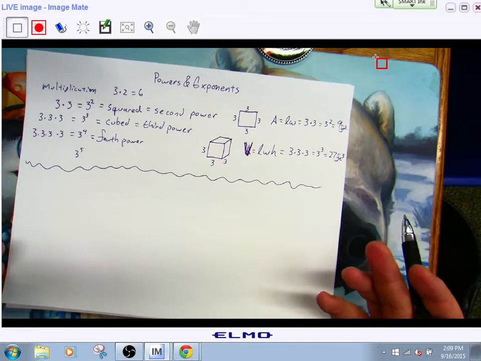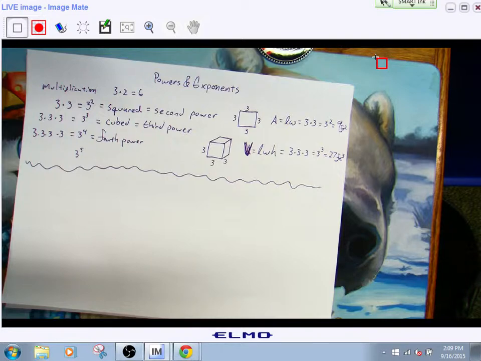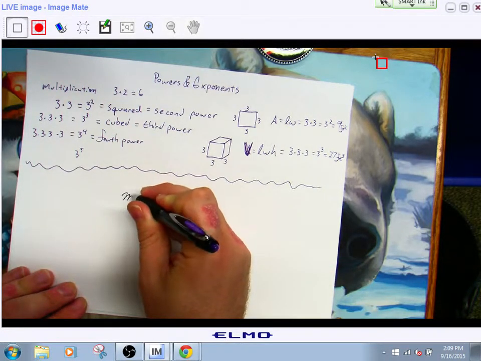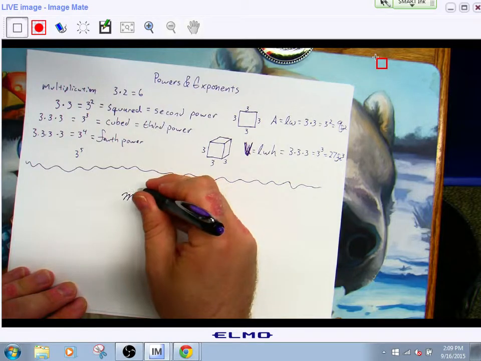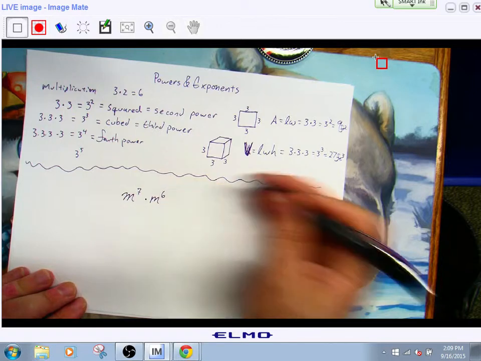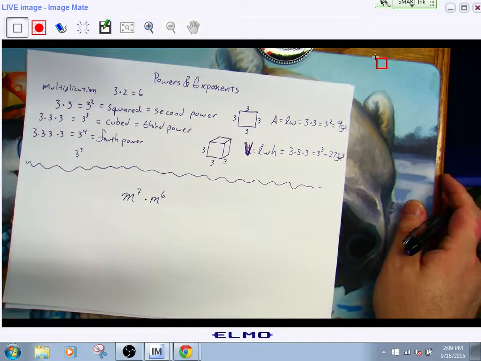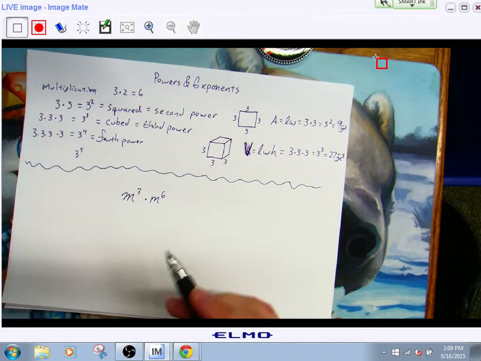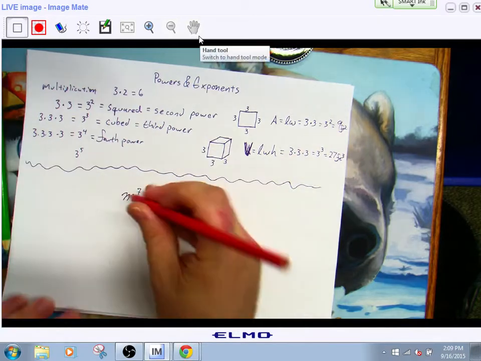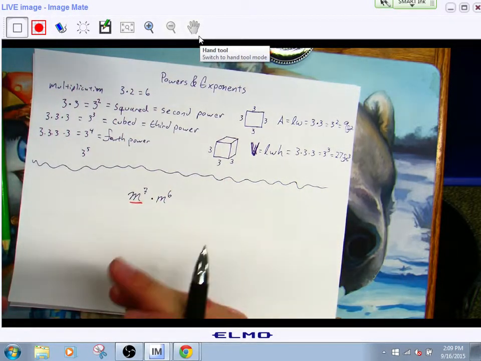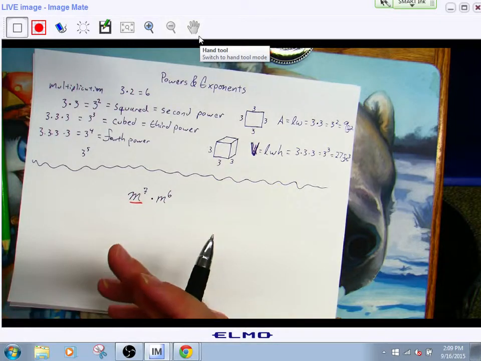I'm going to go back to one of the problems we did on the pre-assessment. It looked something like this. It was m to the 7th times m to the 6th. I may have changed the numbers ever so slightly, but that was our problem. So what is going on here? Let's look at m to the 7th real fast. What does it mean for it to have that 7 up there? It says it's to the 7th power.